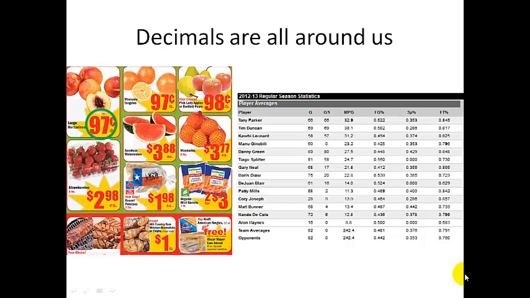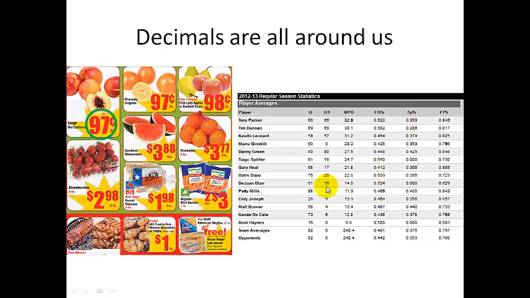And decimals also come in sports statistics. So here I have the averages for the Spurs for this last year, and you can compare and see that Tony Parker played 32 and 9/10 minutes per game. Well, Matt Bonner only played 13 and 4/10 minutes per game. And you can see their field goal percentages and so forth. All of these are represented as decimals.